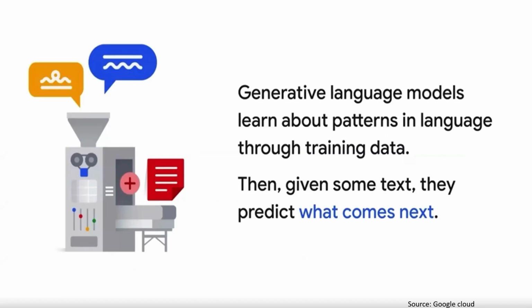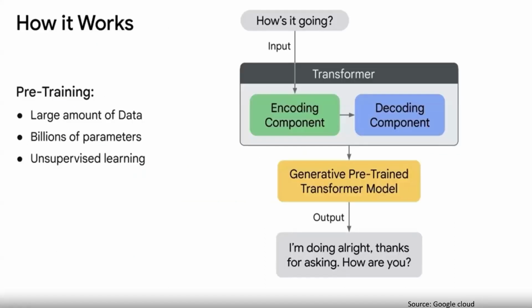Generative language models learn about patterns in language through training data. Then, given some text, they predict what comes next. The power of generative AI comes from the use of transformers. A transformer has an encoder and a decoder. The encoder encodes the sentence, and the decoder decodes it. But sometimes it runs into problems and causes hallucinations.